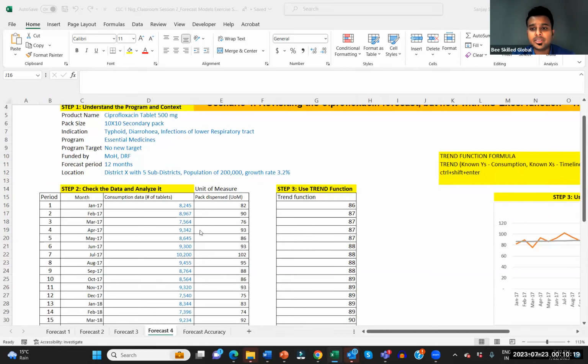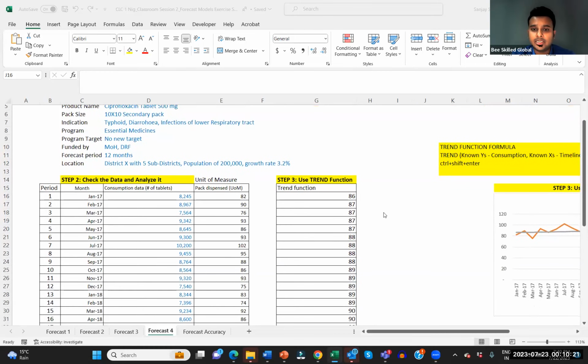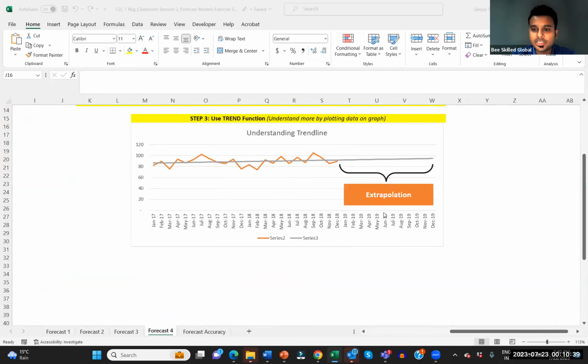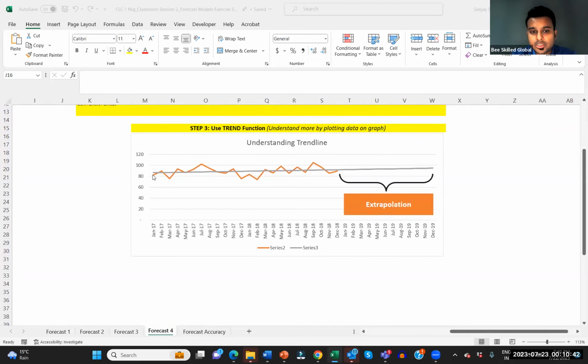So like I said, in this case, the situation is the same as our exercise one, forecast one: the same product, the same 24 months of data. But in this case, we're not calculating average monthly consumption. We are simply using the trend function, which is already there in Microsoft Excel. The logic is this. As we plot the consumption data on a chart, you see the ups and downs. If you try to plot the trend line, it is in gray.